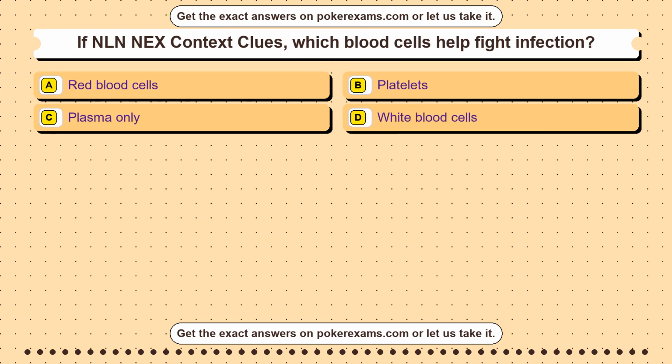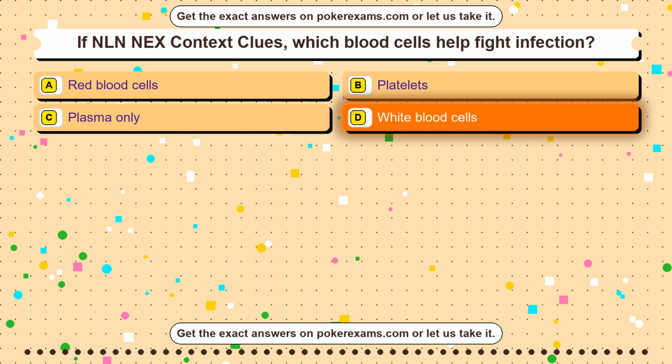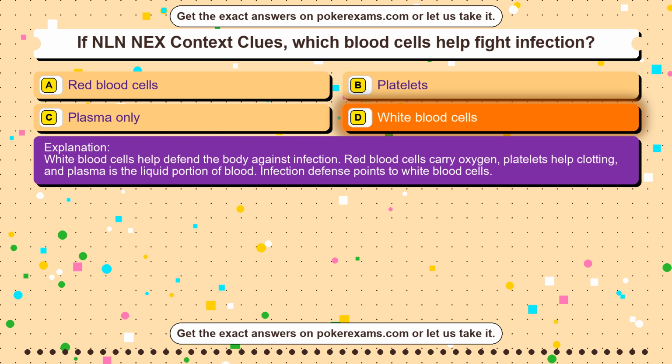Question 10. If NLN NEX Context Clues, which blood cells help fight infection? Option A, red blood cells. Option B, platelets. Option C, plasma only. Option D, white blood cells. The correct answer is option D. White blood cells. White blood cells help defend the body against infection. Red blood cells carry oxygen, platelets help clotting, and plasma is the liquid portion of blood. Infection defense points to white blood cells.